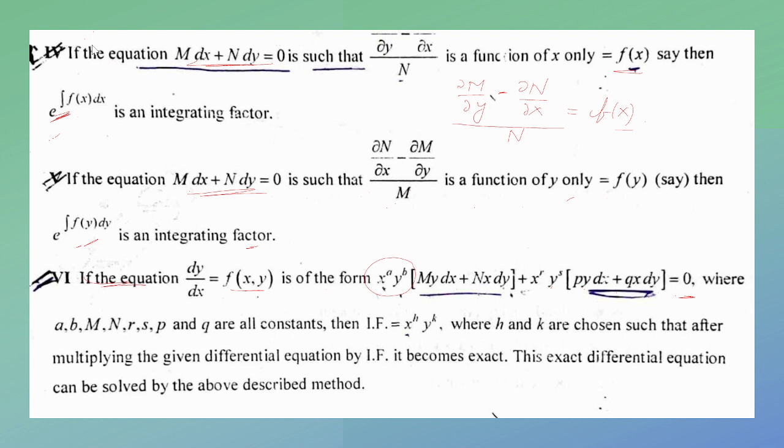That's why, if dy by dx is equal to a function of xy in the form of this one, where a, b, m, n, r, s, p, q are all constants, then the integrating factor is x raised to power h into y raised to power k, where h and k are chosen. Show that after multiplying the given differential equation by the integrating factor, it becomes exact. Our main motive is to make the differential equation exact.